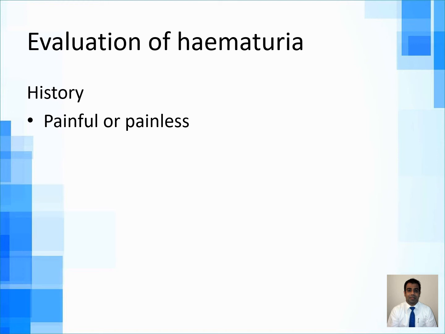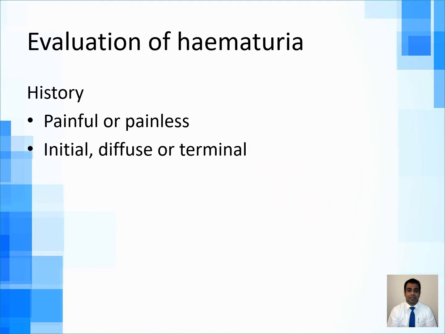Painful hematuria almost always means that it is an extraglomerular or lower tract cause. Stones, infection, tumor, they all will present with painful hematuria. Painless hematuria, on the other hand, is seen with glomerular or upper tract bleeds, but it can also occur with lower tract problems as well.